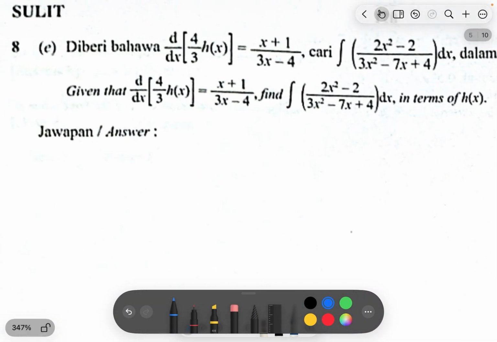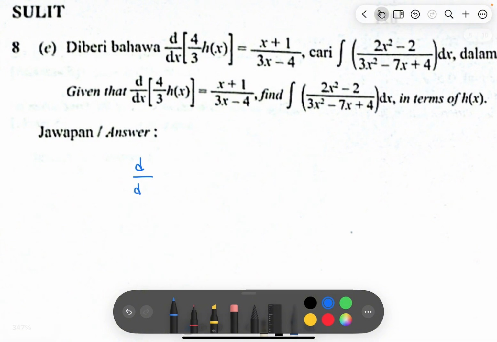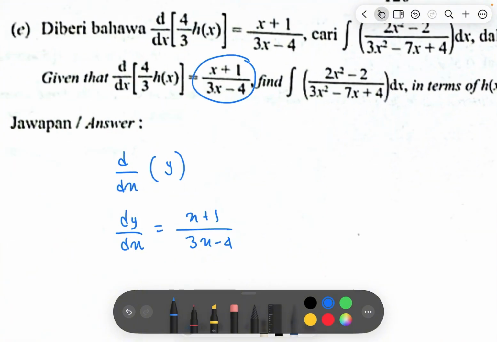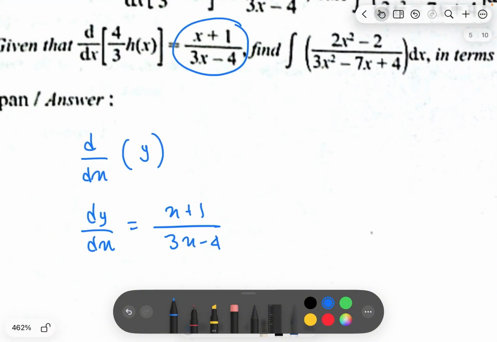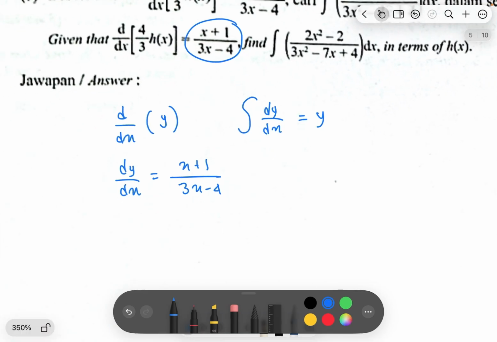Next, so given that dy over dx is x plus 1 over 3x minus 4. What does this mean? It means that dy over dx is equal to x plus 1 over 3x minus 4. What do we know about that? One thing that we know is that when we differentiate, we get dy over dx, and when we integrate, we get y. So we can put this into an equation: the integral of x plus 1 over 3x minus 4, don't forget dx, is equal to 4 over 3x plus c.